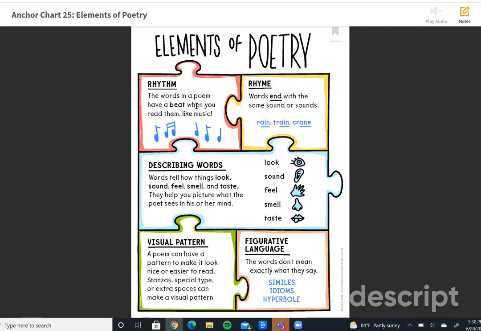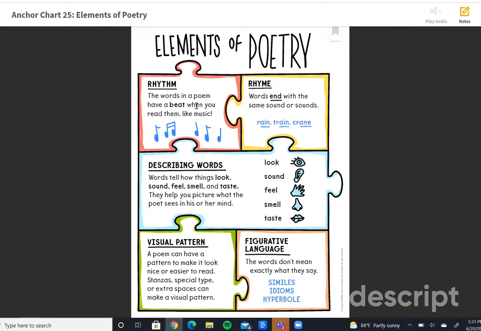Poems also have visual patterns. Sometimes the stanzas are written in a special way, sometimes there are extra spaces just to make the poem visually appealing or interesting to read and really making us as readers want to pay closer attention.